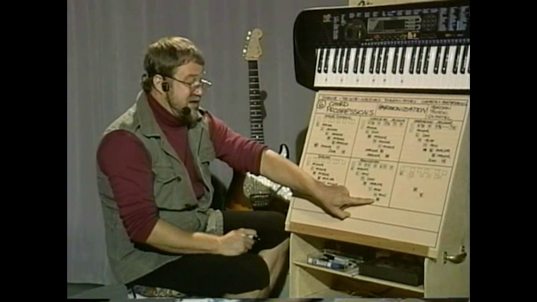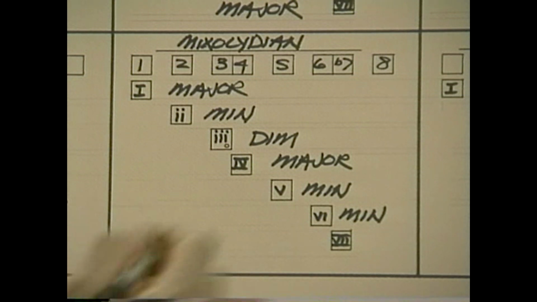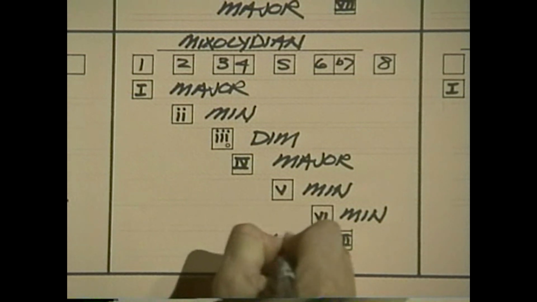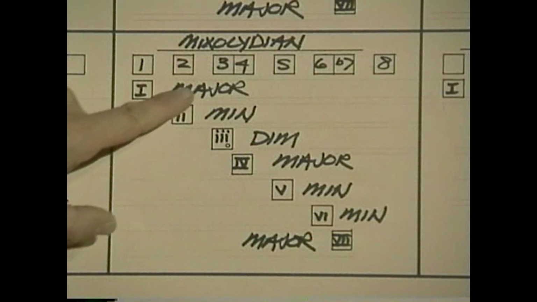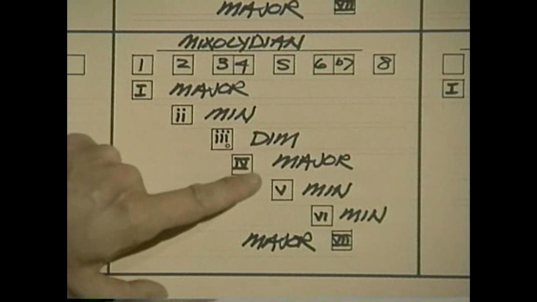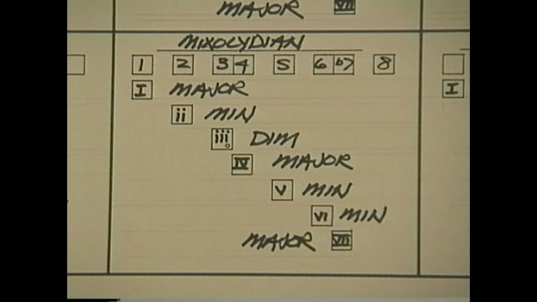And then the 7th mode is going to be the old 4 mode, which is Lydian, which is major. So a harmonization of a Mixolydian scale gives you a chord progression: 1 major, 2 minor, 3 diminished, 4 major, 5 minor, 6 minor, 7 major.